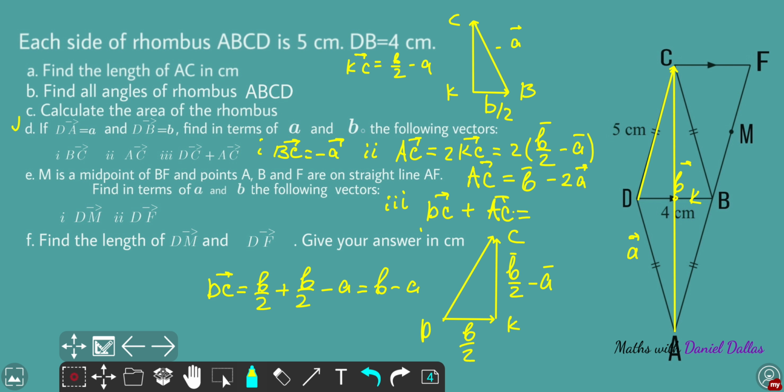Oh, okay. We found KC. Yes, so that's why AC is twice. Yeah, we found it. Sorry. We found it in the previous step. Okay, and that's why AC is right there.